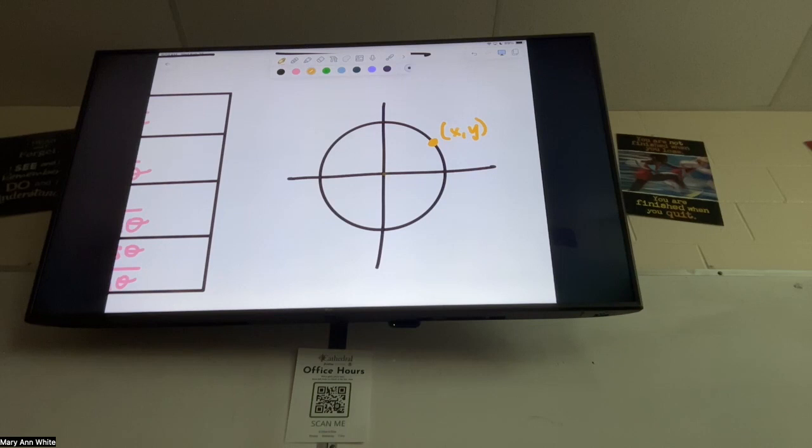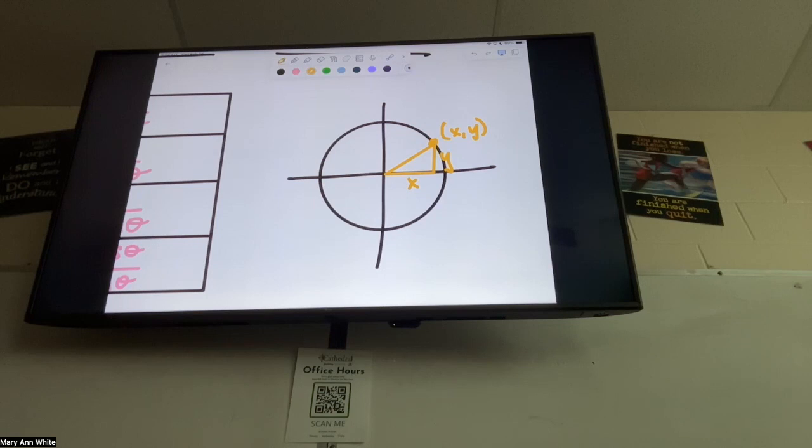My x is my horizontal distance, right? That's that left and right movement. And my y is my vertical movement. On a unit circle, do you remember what my hypotenuse is on every single one of those triangles? It's the radius. So how far are we around the circle? If I come up here, what was that? If I come over here, what was that? What's the distance from the middle to the outside of the circle?